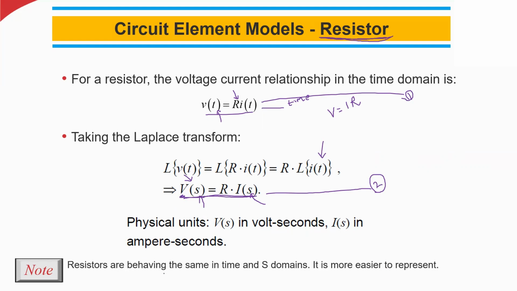Resistors behave the same in time and S domains. So it's almost the same. V of t is equal to R times I of t, and V of S is equal to R times I of S. It's easy to represent the resistor from time domain into S domain. Try to remember these two formulas, equation 1 and equation 2. We are going to use them in all the problems.